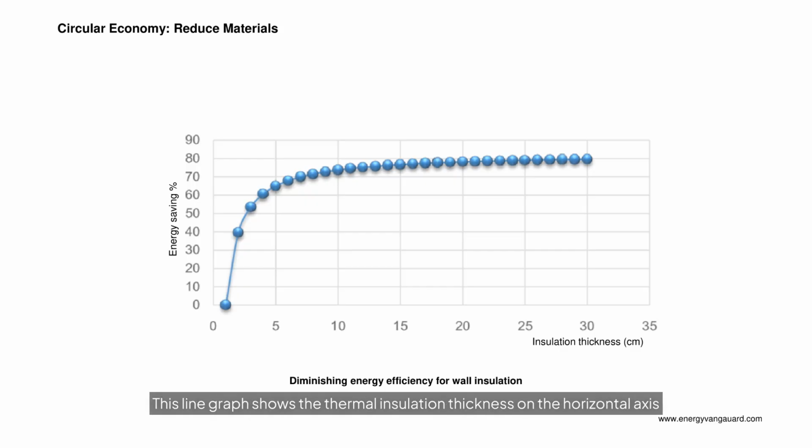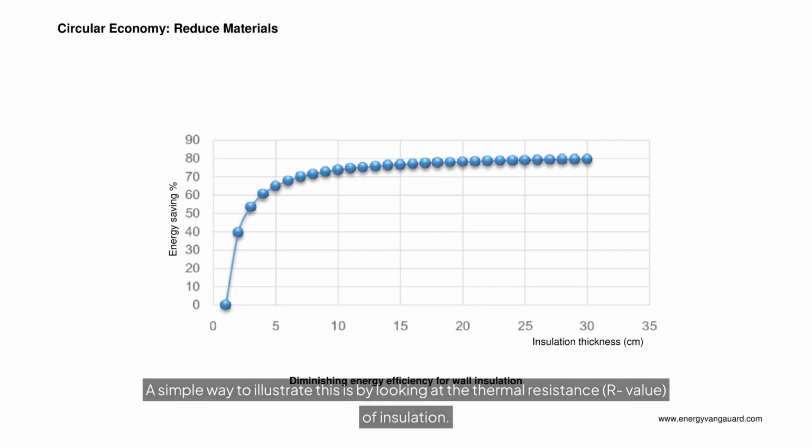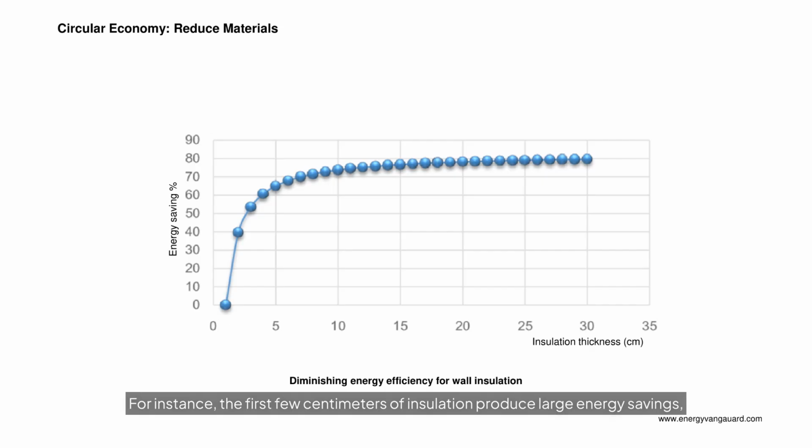This line graph shows the thermal insulation thickness on the horizontal axis and the percent energy savings on the vertical axis. A simple way to illustrate this is by looking at the thermal resistance, R value of insulation. For instance, the first few centimeters of insulation produce large energy savings, but further thickness beyond the optimal point yields only marginal improvement. Let's say you've doubled the insulation from 10 centimeters to 20 centimeters thick, which uses more material, yet energy efficiency improves from 73% to 80%, just a few percent better.